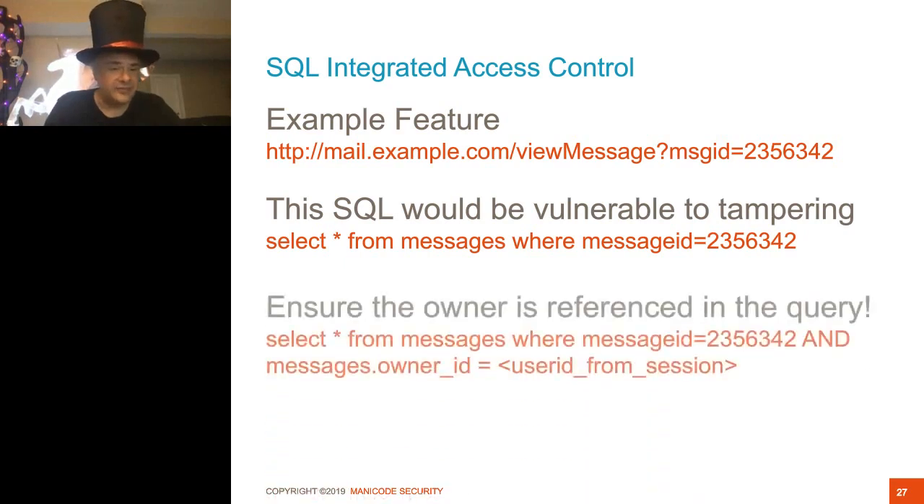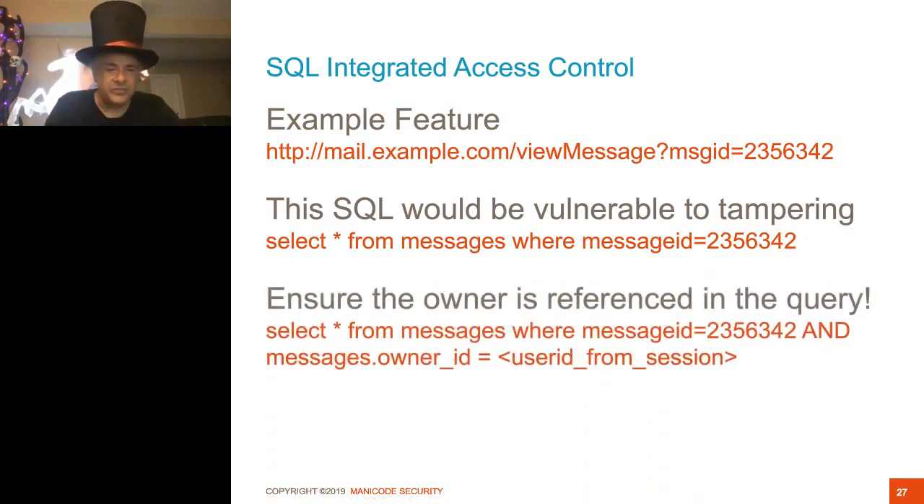So I can do this. I can say, select star from messages where the message ID is a certain number and the owner of that message is the actual logged in user ID, which I get from a trusted source, like a session or from the JSON web token whose signature is valid on my server. And now I can grab that user ID and use that to establish ownership. When I can get away with this, I can.